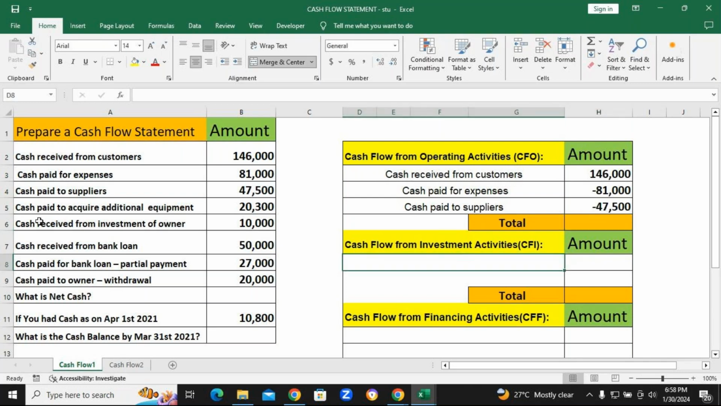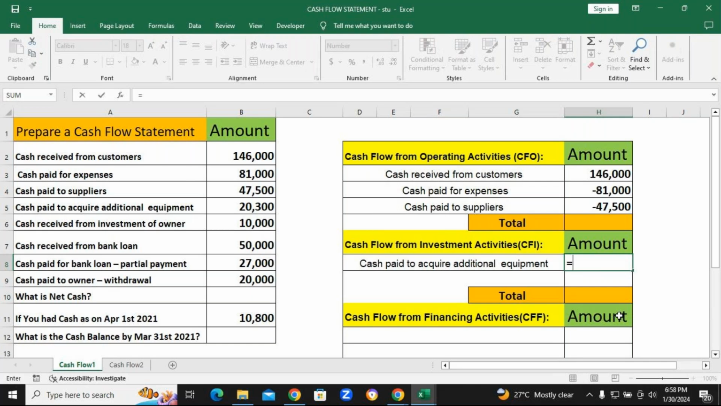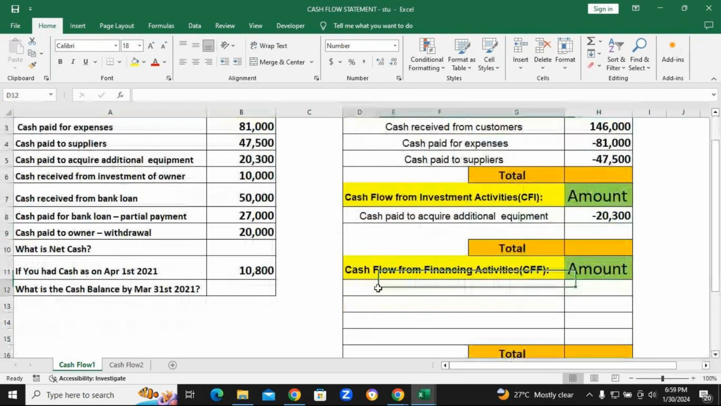Cash flow from investment activities, that is CFI. So here I'll type cash paid to acquire additional equipment. So it is an investment that I am making to buy equipment. So equals cash paid. Cash paid means, in order to buy that equipment, I am spending the money. That is, money is going out of the business. So minus 20,300.